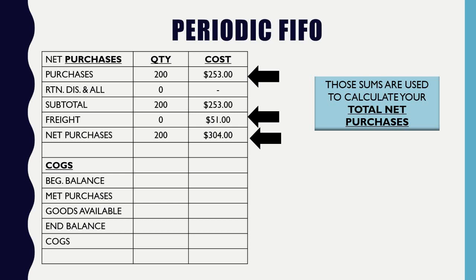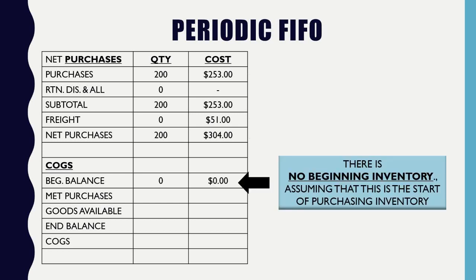Once I have this section filled out, that's where I'm going to go ahead and continue filling out the rest of this worksheet, okay? We're going to start with the beginning inventory. So in this case, since we're starting inventory as if we're starting fresh, we don't have any beginning inventory. So that's going to be 0, right? We don't have any beginning inventory.